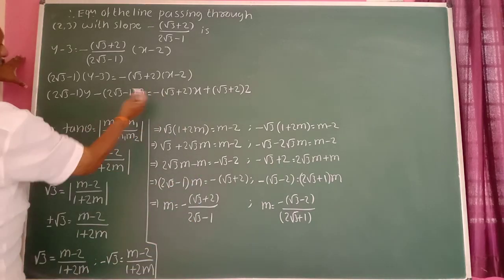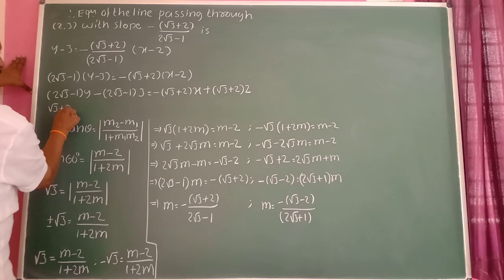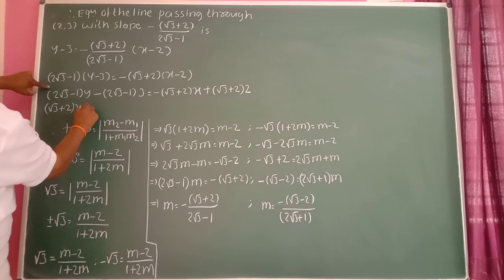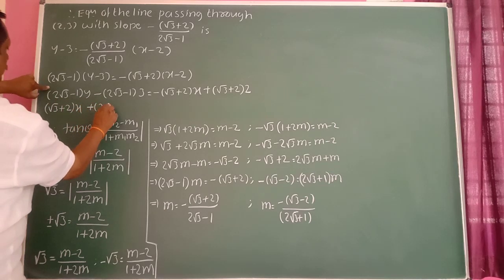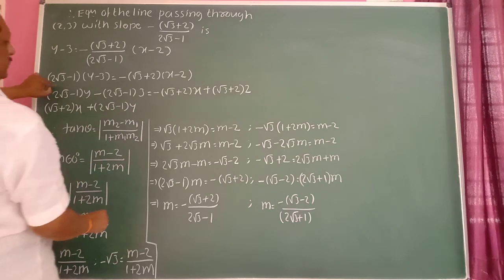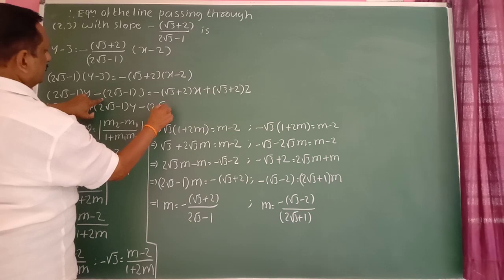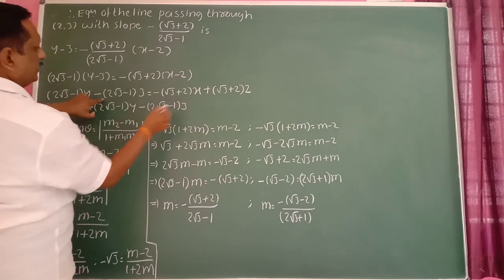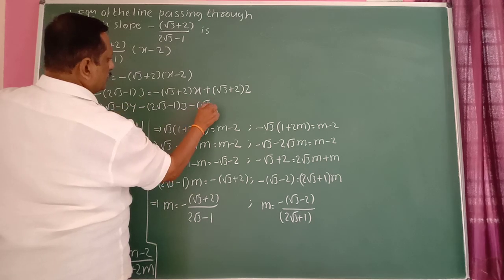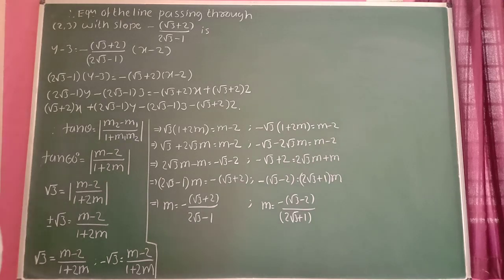This minus becomes a plus here. So (root 3 plus 2) into x. Then write this term here, then plus (2 root 3 minus 1) into y. Then write this term here, minus of (2 root 3 minus 1) into 3. Take this term to this side, minus of (root 3 plus 2) into 3 into 2.